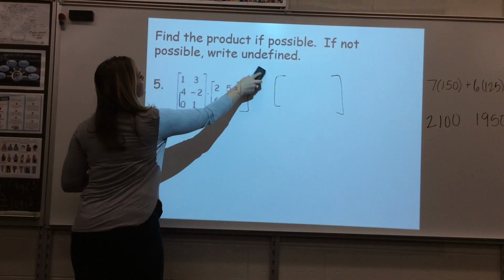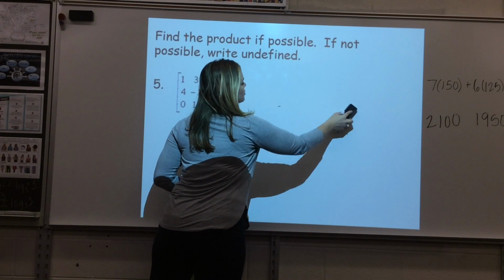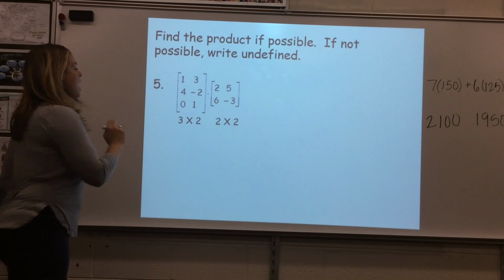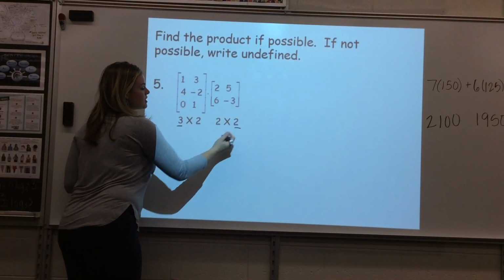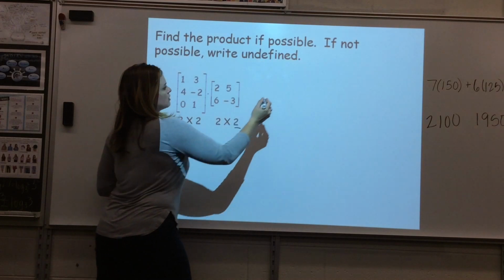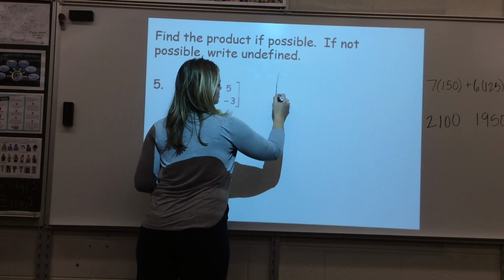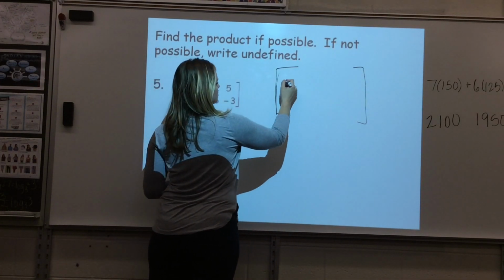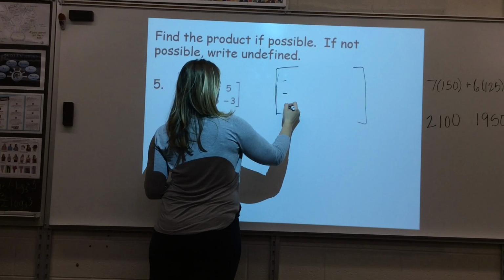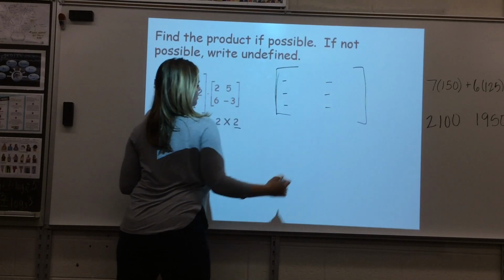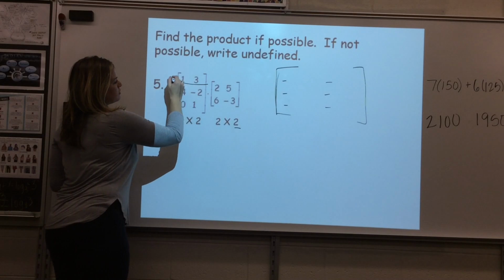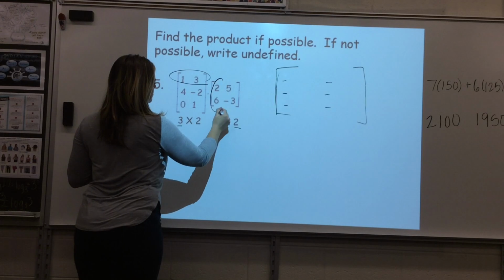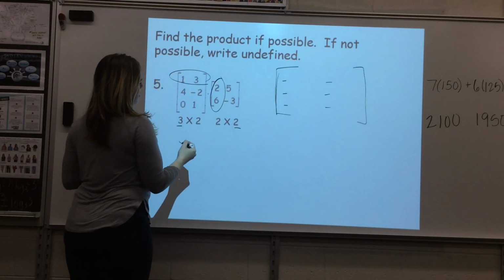It says find the product if possible. So I like to start out seeing my dimensions. Okay, it's possible. I know I'm going to end up with a 3 by 2 matrix, so I like to set up my framework. It's going to be 3 rows, 2 columns. Okay, all right, you take your row, put it on your column. It's like pouring into the next column.